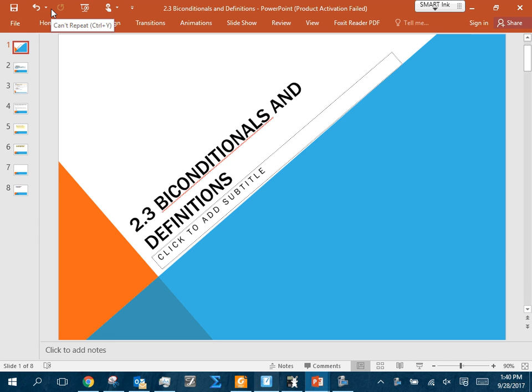Okay. So two conditionals. That's what we're talking about today. And then how that relates to what definitions are and how we can treat and deal with definitions. First thing, let's talk about this.